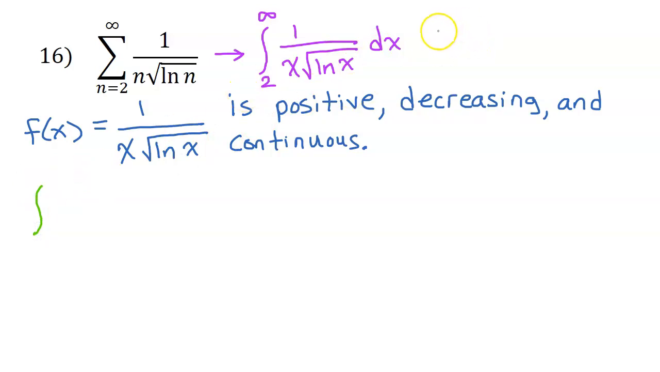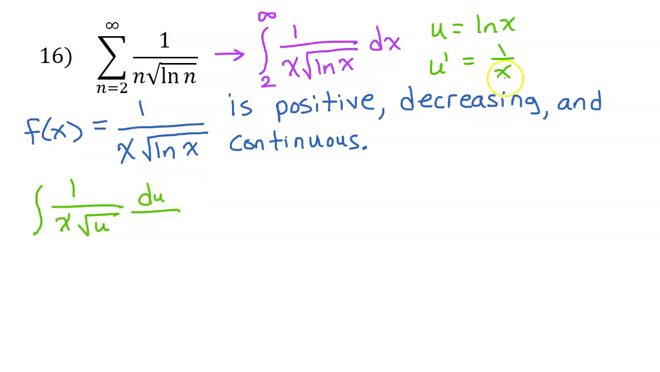Let's use U-substitution. Let's let u equal natural log x. In that case, u prime will equal 1 over x. If we do this substitution, we have 1 over x times the square root of u. Instead of dx, we will write du over u prime. So that's du over 1 over x. Notice that x times 1 over x cancels itself out. So now we have the antiderivative of 1 over the square root of u du.